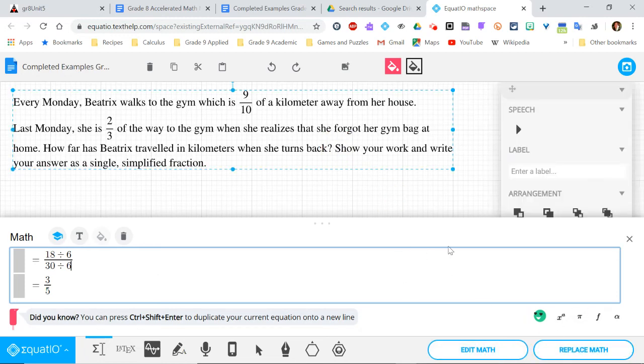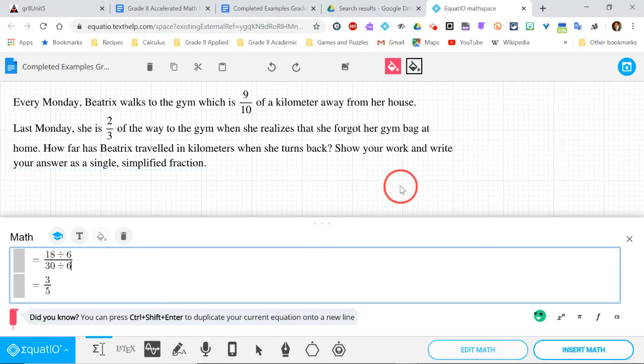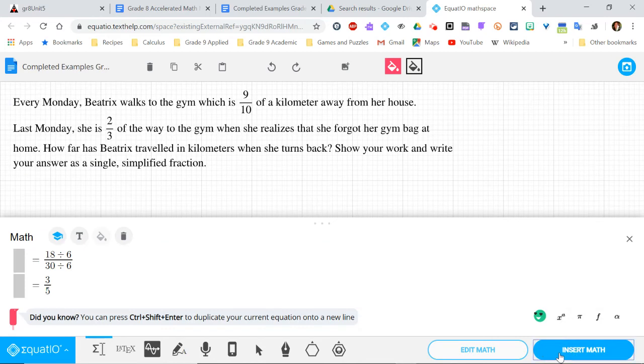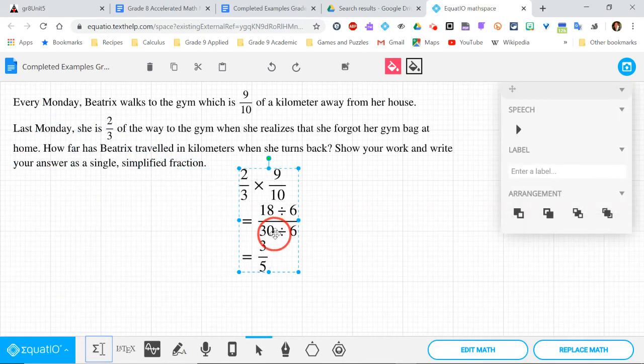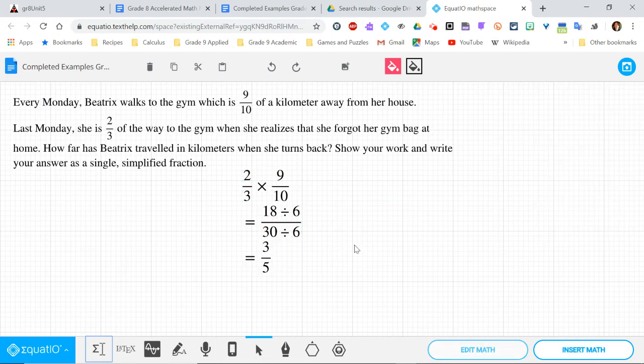Now you'll notice it says replace math here. If I were to replace the math right now, this whole question would go away. So actually, I'm not going to do that. I'm going to click off of that and then hit insert math. And then I'm going to close this menu and I'm going to drag this down so that I can see it. So show your work and write your answer as a single simplified fraction.